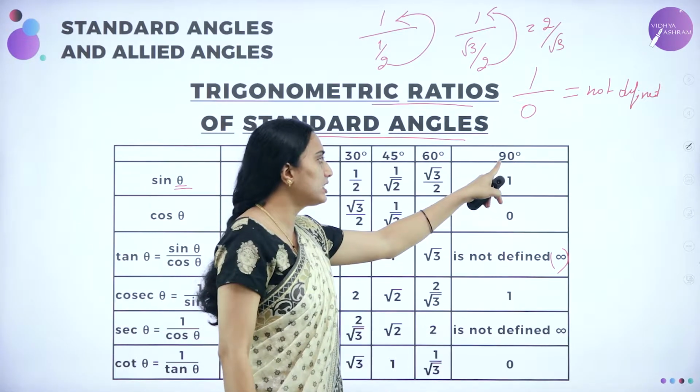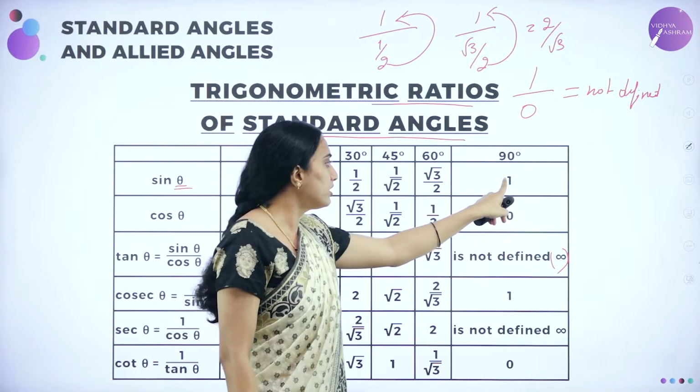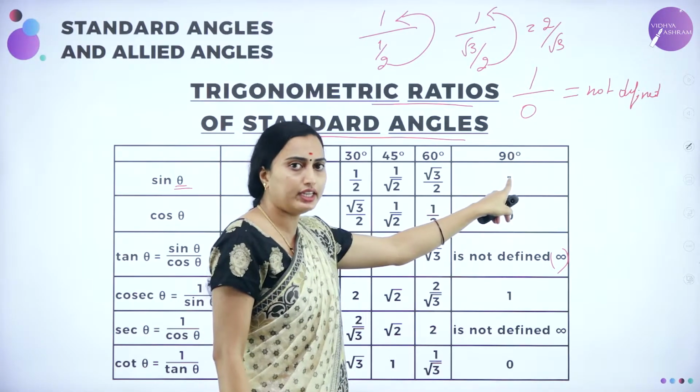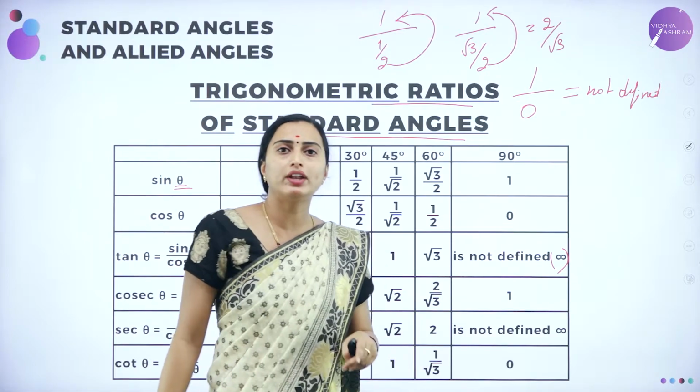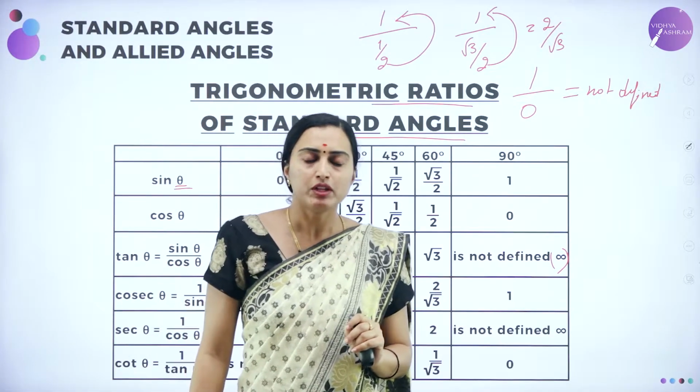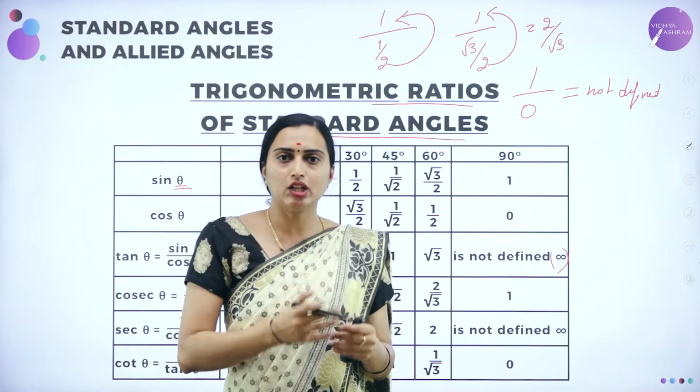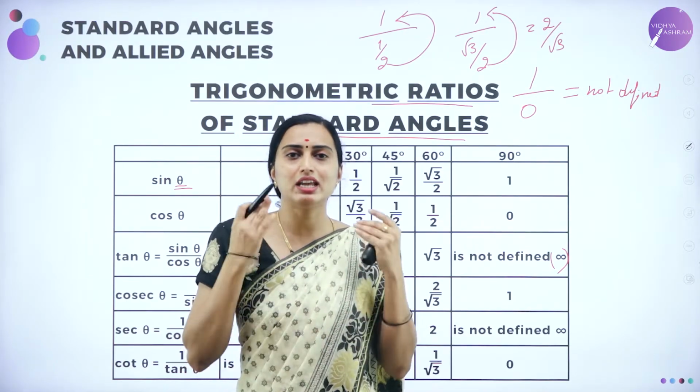Next you are going to have cosecant 90 degree, which is nothing but 1 divided by 1. Correct. 1 divided by 1 is always 1. Understood? So this is the cosecant for 0, 30, 45, 60, 90.